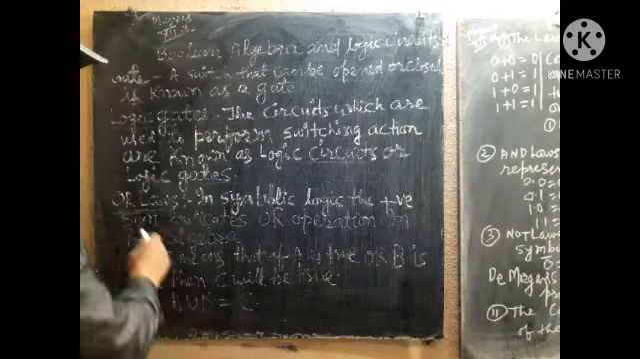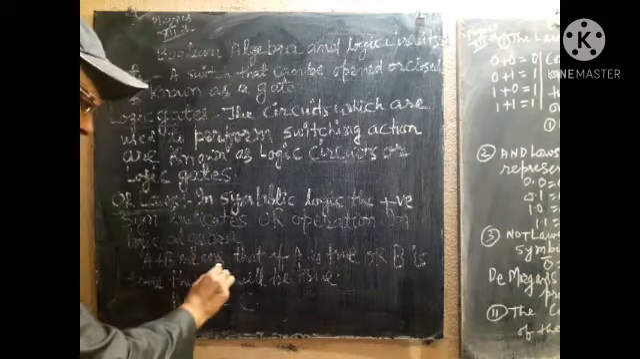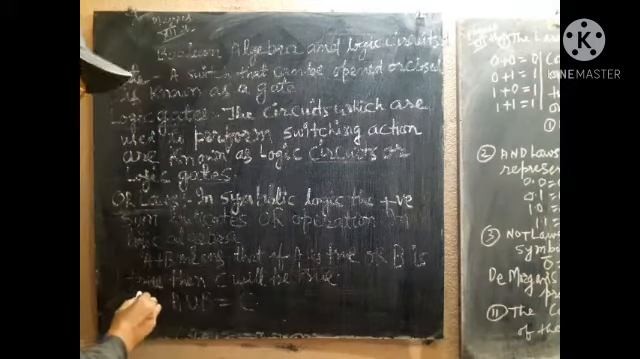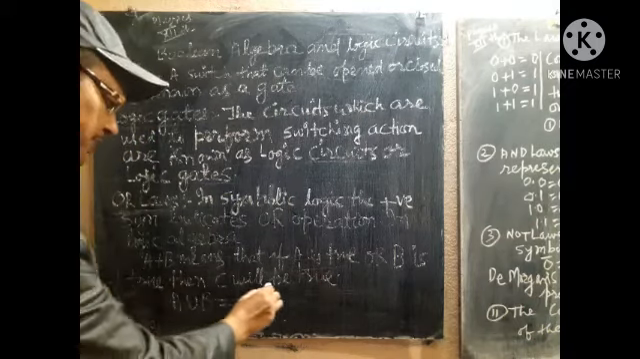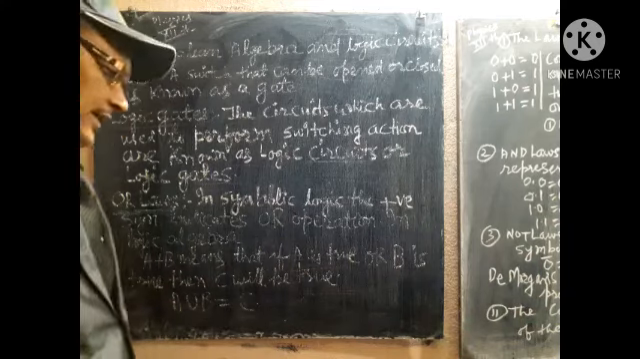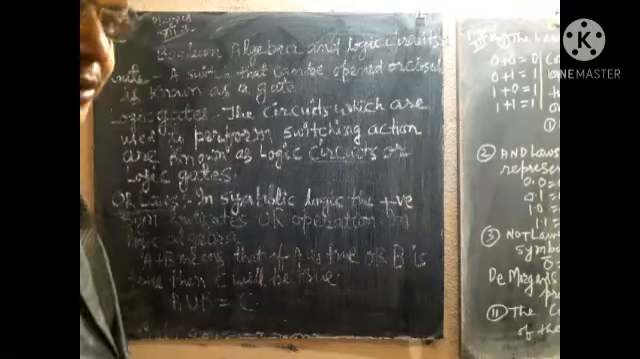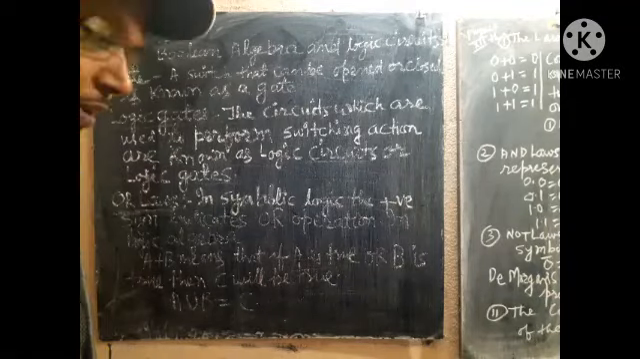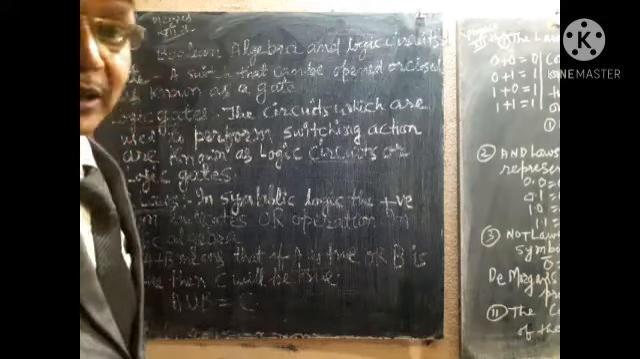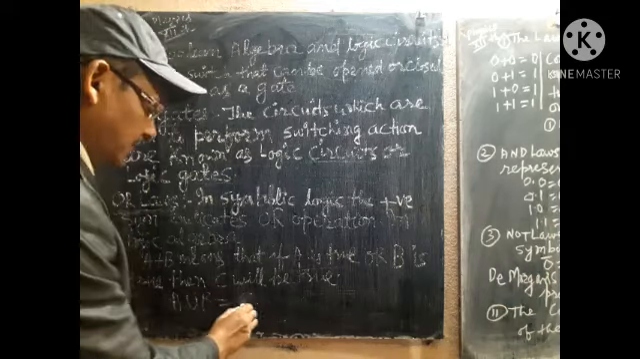OR laws, logic or algebra. A plus B means that if A is true or B is true, then C will be true. A is true or B is true, then C is automatically true. Here I have written A U B equal to C.